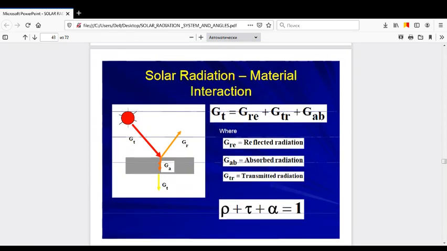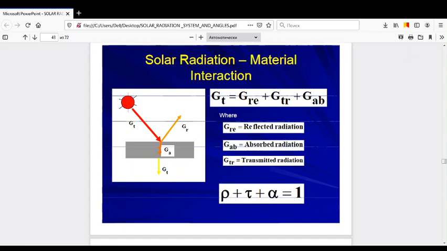Solar radiation material interaction: G_T is equal to G_RE plus G_TR plus G_AB, where G_RE is reflected radiation, G_AB is absorbed radiation, and G_TR is transmitted radiation. Rho plus tau plus alpha is equal to 1, and G_RE plus G_TR plus G_AB is equal to G_T, and the reflectivity, absorptivity and transmissivity values sum to 1.